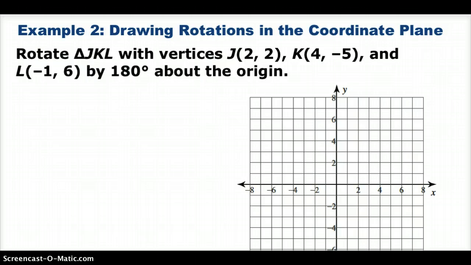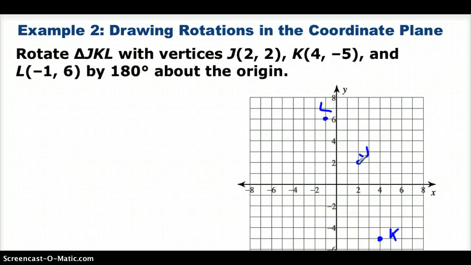We're just going to say that J is the point (2, 2). I'm going to go ahead and label this right here. And remember, we always label our pre-image with just the capital letter. The point K is (4, -5), so it's going to be right here, and we'll label that with a K. And then our L is (-1, 6), so that is going to be right here. Again, we'll call that L.